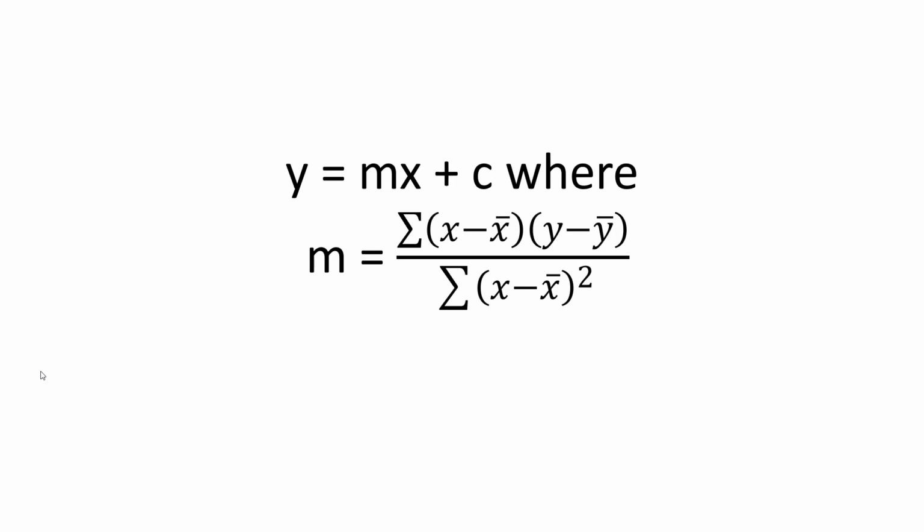The numerator is the product of x minus x bar and y minus y bar, and then we need to add them. The denominator is the square of x minus x bar. So we will find out y and x from our data points. Then we will calculate m. And then once we have these values, we will calculate c.